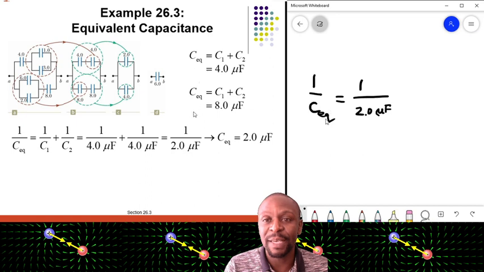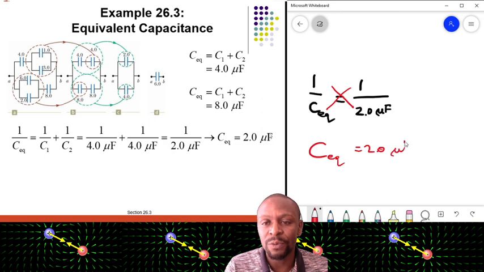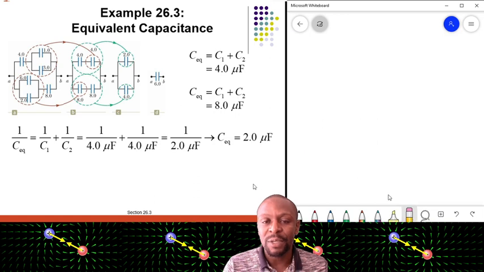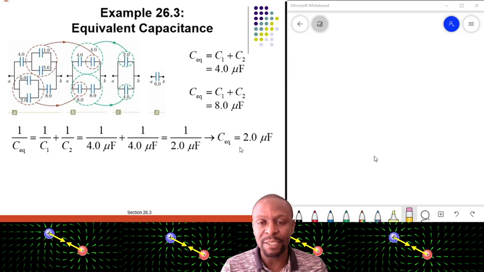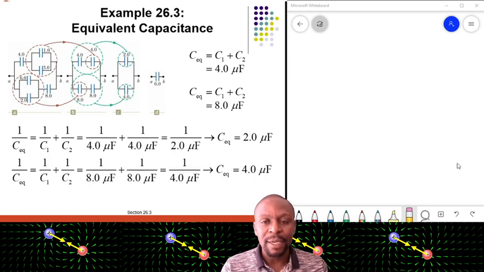But now, if you want the C equivalent, you just have to cross multiply, and then you will find the C equivalent. C equivalent is just given as 2.0 microfarad. So that's what I am saying. Please don't forget to rearrange the equation in order to get the C equivalent. In that case, that is just going to be that.